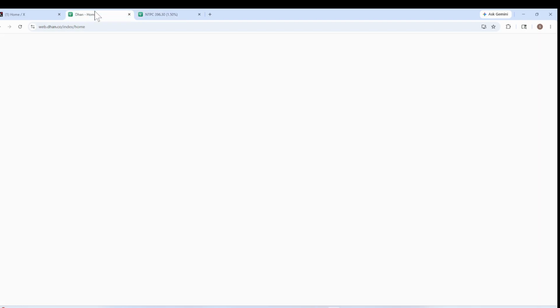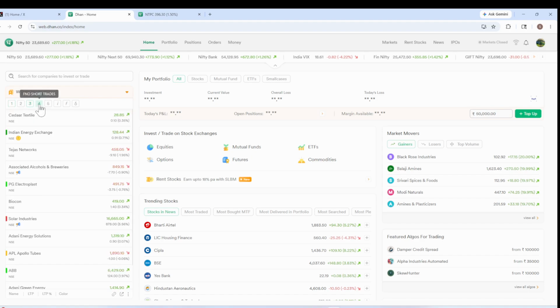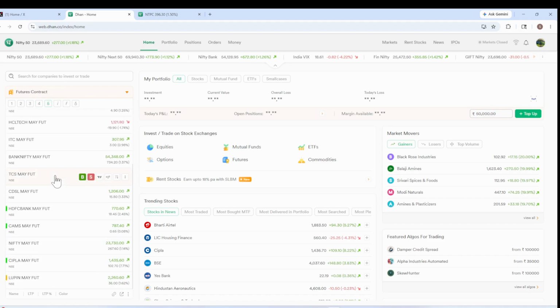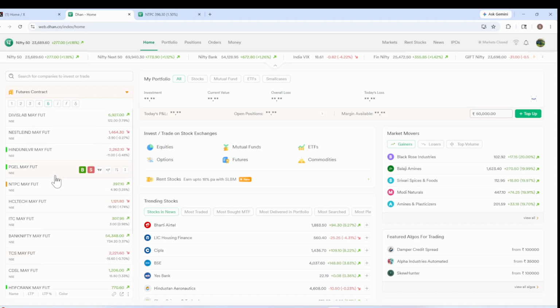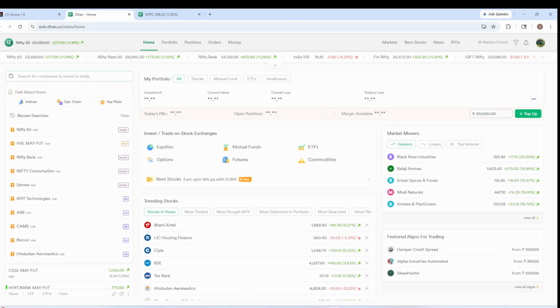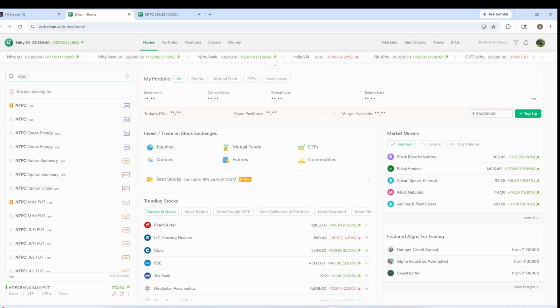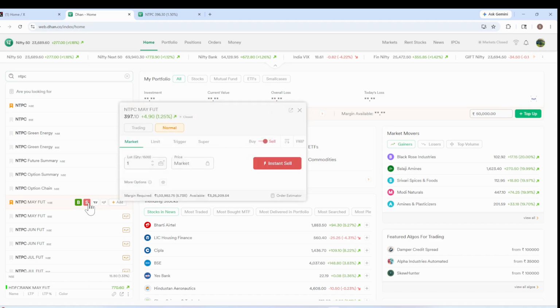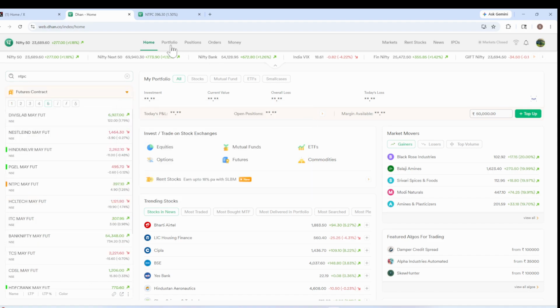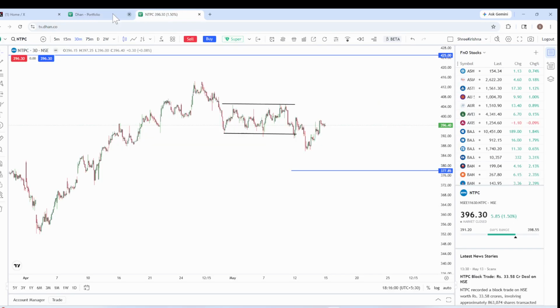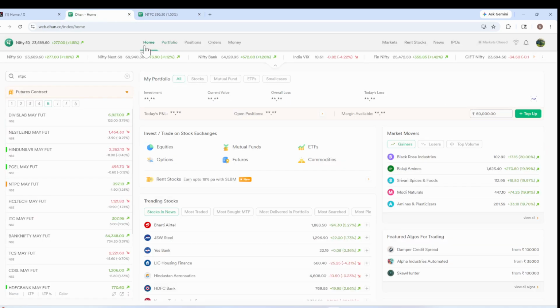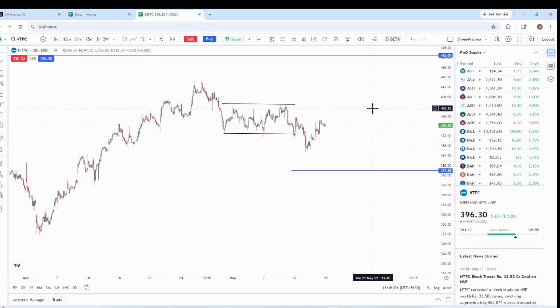And how much money do you need for NTPC? NTPC ka kitna hai? NTPC May future short sell. You need 1,03,000 rupees, and you are going to get 20% out of it.